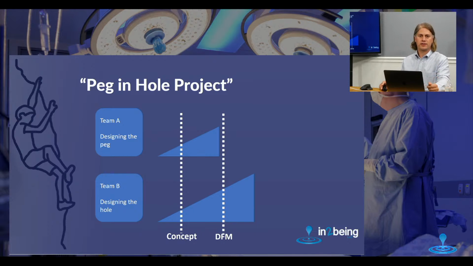They know how this is going to be manufactured. They're ready to pull the trigger. They're ready to order everything that's necessary for the hole. Team A hasn't quite gotten there yet. They know they've got to do design for manufacturability.